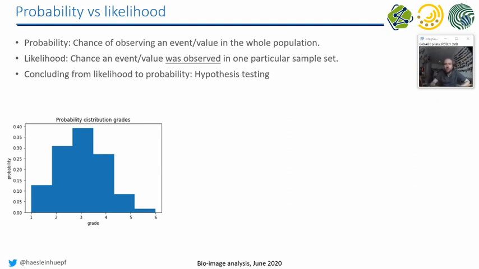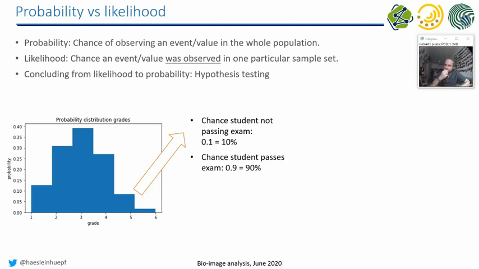From this distribution, we can conclude that the chance of a student not passing the exam is something like 10%. So according to the German grading system, you do not pass the exam if you get a mark 5 or 6. So the chance of getting a mark 5 or 6 is something like 10%. That also means that the chance of a student passing the exam is 0.9, it's 90%.